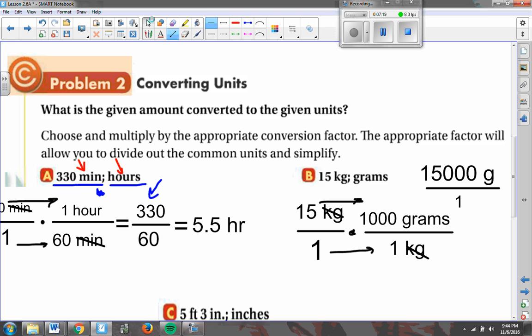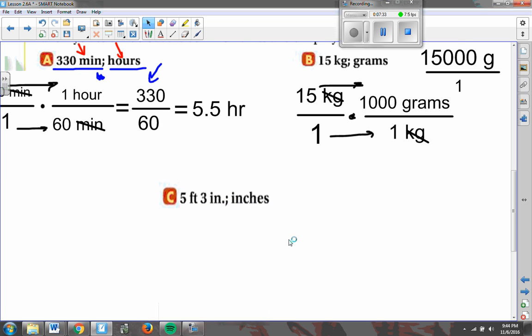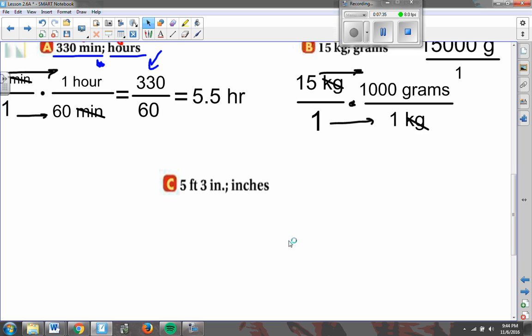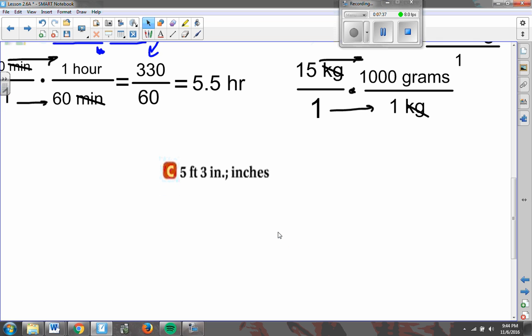Okay. So again, we're just writing what we have, setting up a conversion fraction, and then multiplying across the top and bottom and dividing if we have to. Okay? There's another option, another way that this could be seen. This one's a little bit trickier only because they give us feet and inches in the original and they want it all to be converted into inches.